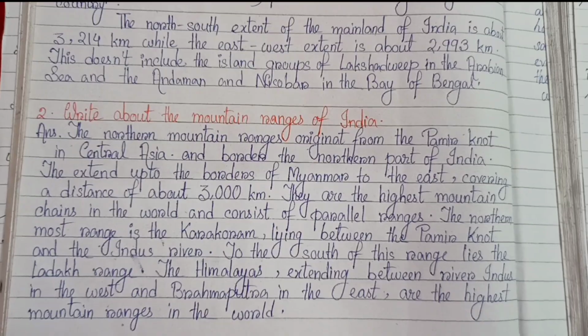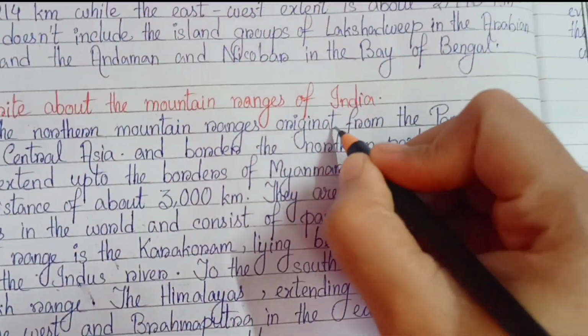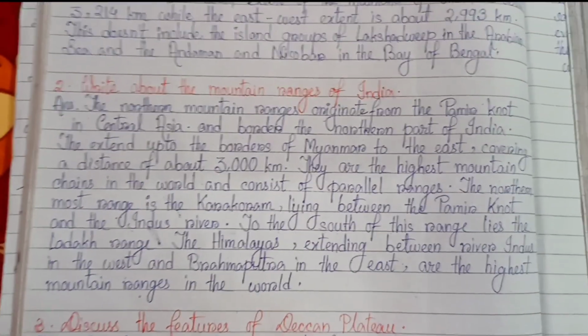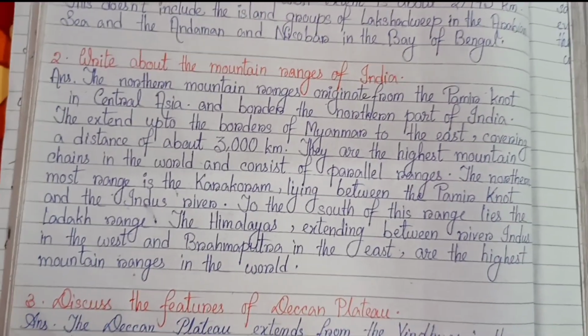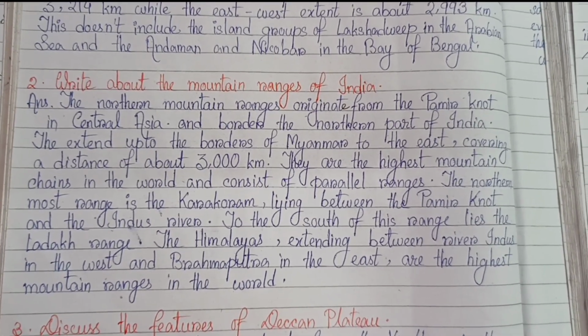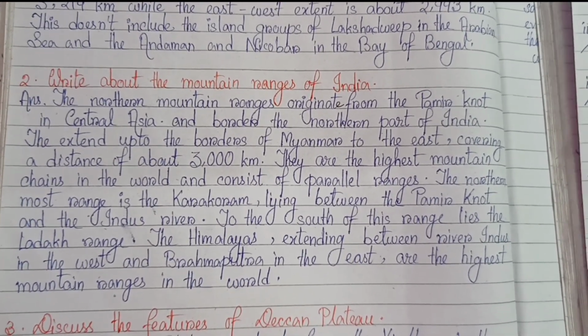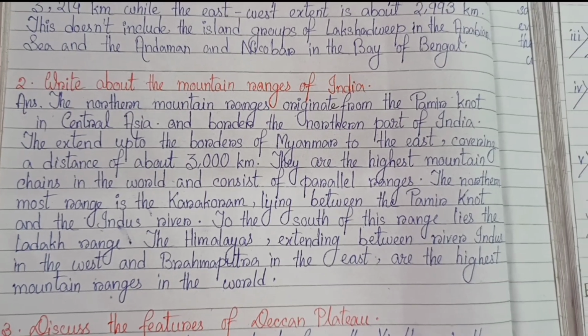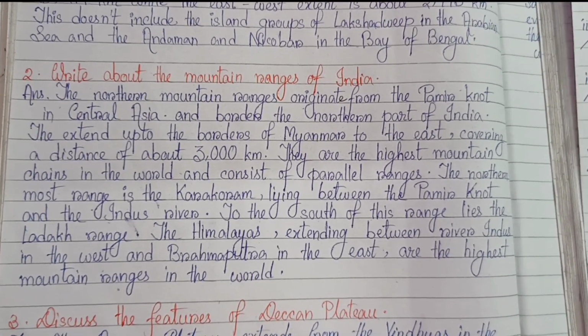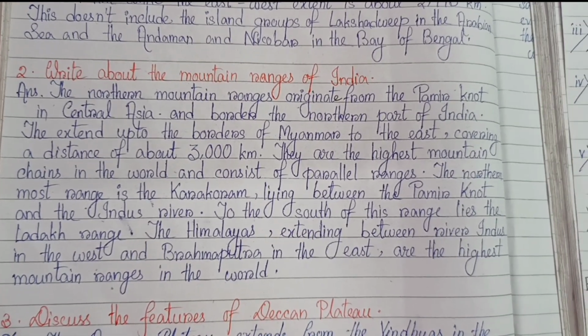Number 2, write about the mountain ranges of India. The northern mountain ranges originate from the Pamir Knot in Central Asia and border the northern part of India. They extend up to the borders of Myanmar to the east, covering a distance of about 3,000 km. They are the highest mountain chains in the world and consist of parallel ranges.